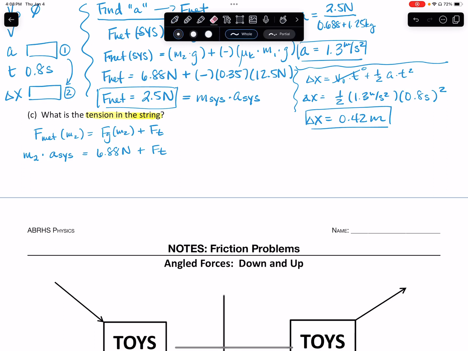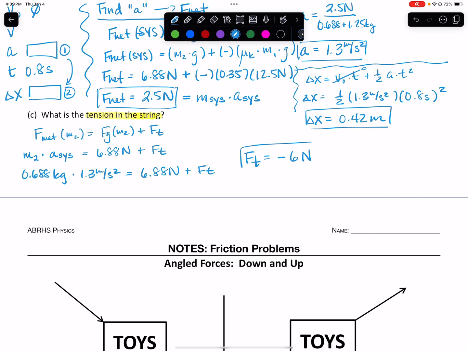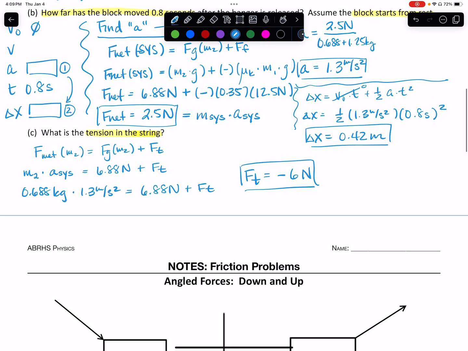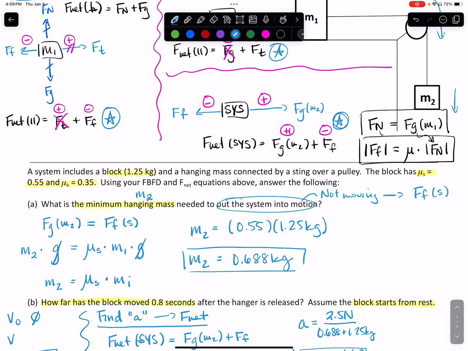All right, so we end up with 0.688 kilograms times that acceleration value is equal to 6.88 newtons. Oh, whoops. I'm sorry. Hold on. Not that. I know what the acceleration is. I just found it. Times 1.3 meters per second squared. And that's equal to 6.88 newtons plus the force due to tension. All right, so once I do this multiplication and then I subtract 6.88 to the other side, I find that the force due to tension is equal to -6 newtons. All right, the negative sign comes out in the math, and if I look back up at my free body force diagram, it had a negative sign, so I'm good to go.